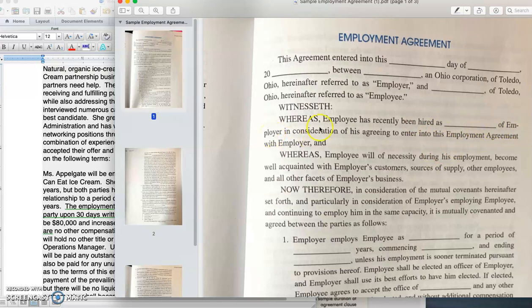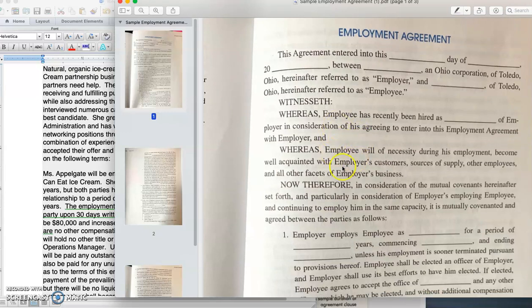So, and when it says hereinafter referred to as employer up here, you're never going to refer to All You Can Eat Ice Cream again. You're never going to refer to Miss Applegate by name again. You're going to refer to those parties as employer and employee throughout the rest of this contract. So employee has recently been hired as business operations manager of employer in consideration of, and it should not say his, right? You're going to write her agreeing to enter into this employment agreement with employer, because Jill Applegate is a female, right? I referred to her as a female in the fact pattern. I used her as a pronoun, right? So you're going to make that accurate in your contract as well.